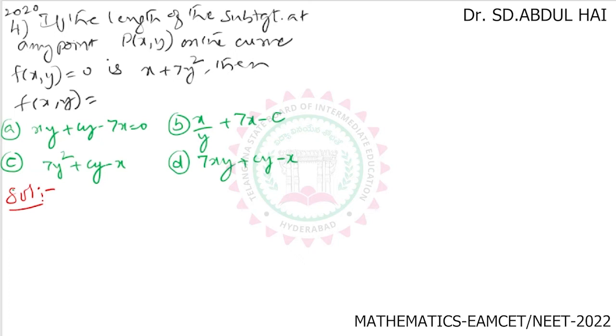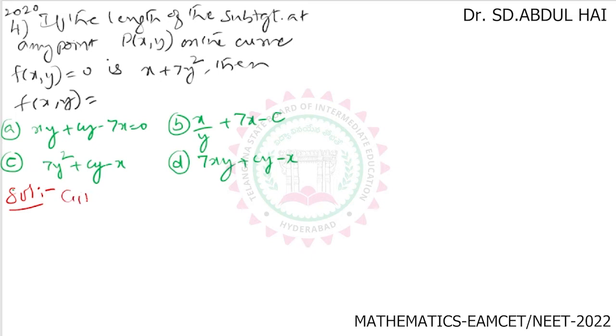Here what is being asked is the length of the subtangent. You have to find the length of the subtangent at the point P(x, y) for the curve, where it is x plus 7y square. Then find the value of f of x comma y. So you have to find the equation in terms of x and y only. Okay, so write down the solution.